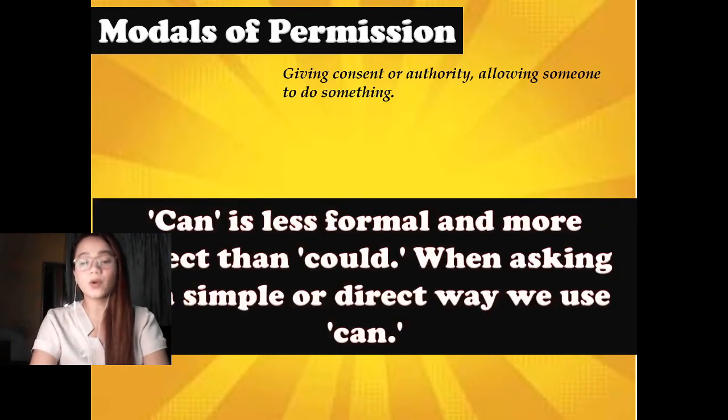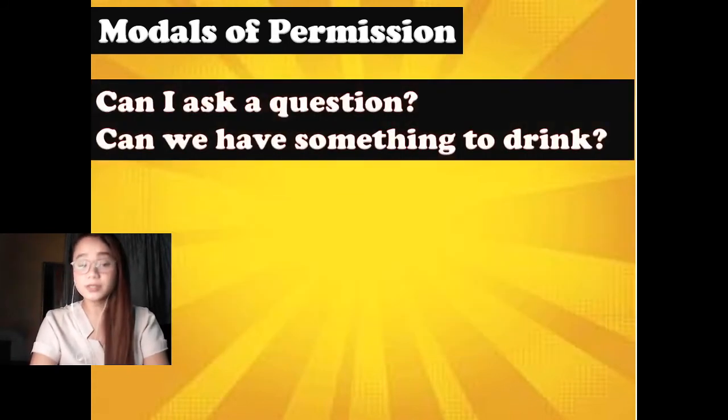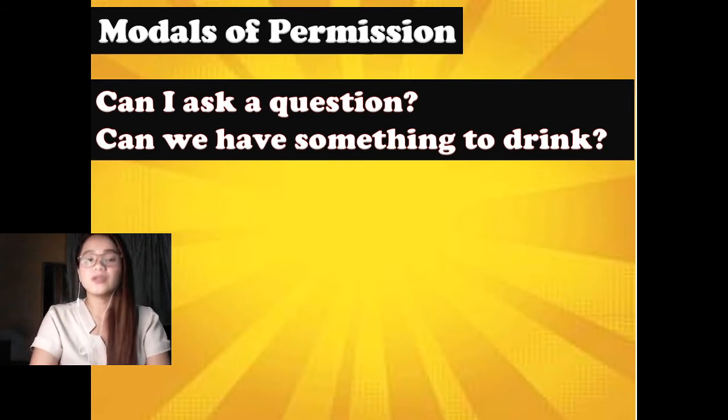Can is less formal and more direct than could. When asking in a simple or direct way, we use can. Again, if you want to ask or give permission in a direct way, it is more appropriate to use can. Let's have the example. "Can I ask a question?" "Can we have something to drink?" If you're going to observe, notice that when you ask for permission, it is very direct.